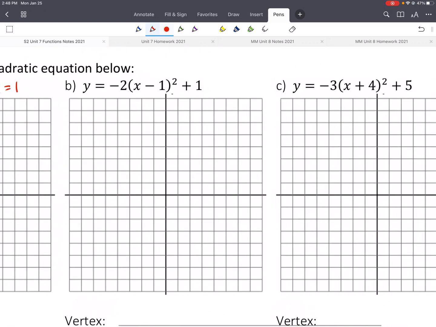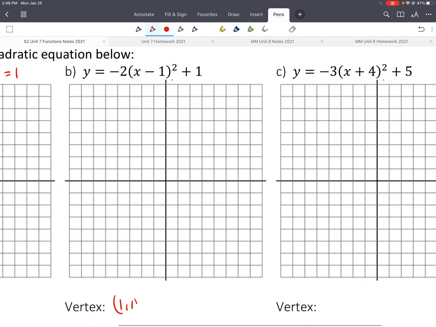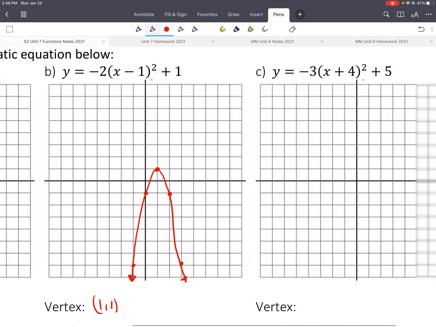So hopefully you were able to do B and C by yourself. So again, we have our vertex as 1, 1. That's right here, and then we use our growth pattern. So here a is -2. So if we do 1 times a, 3 times a, and 5 times a, that's going to give us -2, -6, -10. So -2, -6, and that will get us all the way outside of our graph. Okay, hopefully this is a nice review.